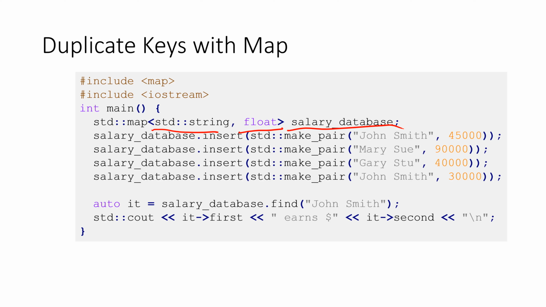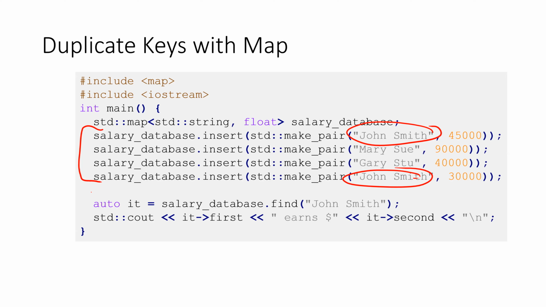I've got a little startup, and I'm going to put my employees' names in as the keys and their salary in as the value. So I put my 4 employees in here, and notice that even though I'm a small company, I actually have 2 John Smiths. All right.